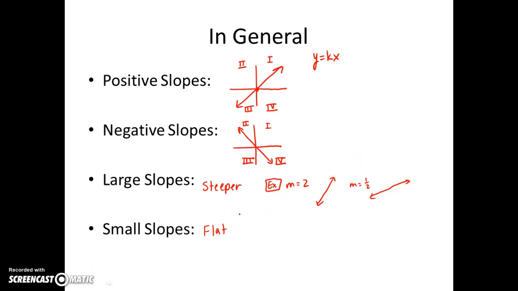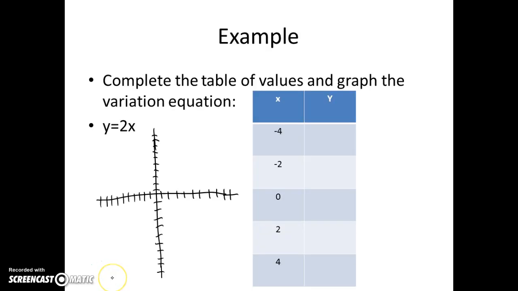So in general, those are just some of the key things you need to know about slope and the y equals kx equation. Again, I told you there won't be much new today. That's pretty much it. This would be the type of problem you'd be expected to be able to do. You'd want to be able to complete the table of values and then graph the variation equation. So again, I would pause it, take a minute and do that, and then look at your work.